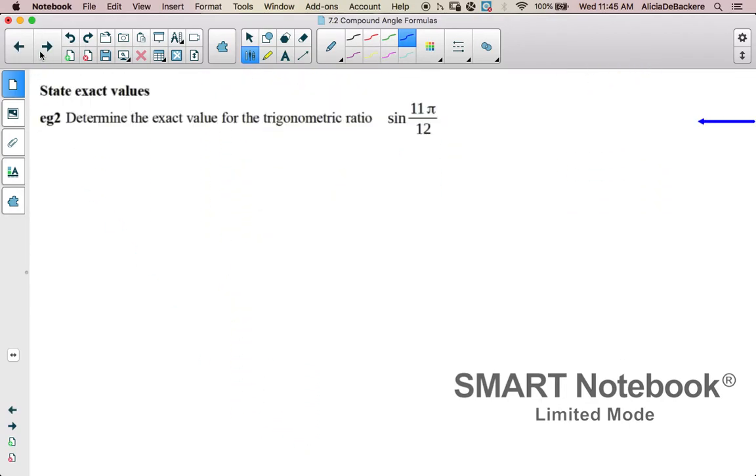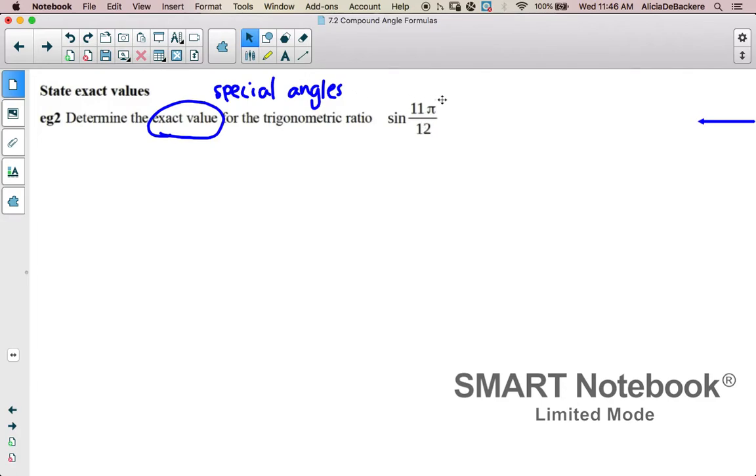All right, taking a look at our second example, we're going to state exact values. So I want to determine the exact value for the trigonometric ratio sine of 11 pi by 12. Now 11 pi by 12 is not one of our special triangles, but it is telling me that I have to use exact values. So it's saying eventually you're going to use special triangles or special angles. So what we want to do is take 11 pi by 12 and turn it into some special angles.